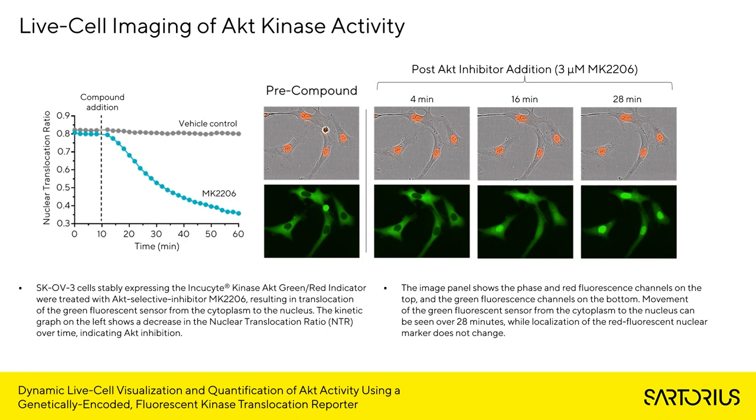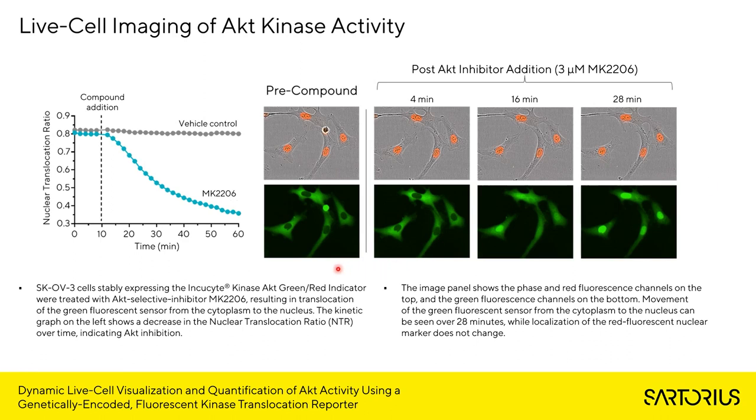First, we'll look at live cell imaging of AKT kinase activity. In this example, SCOV3 cells stably expressing the IncuCyte kinase AKT green-red indicator were treated with AKT selective inhibitor MK2206. This results in the translocation of the green fluorescent sensor from the cytoplasm to the nucleus.